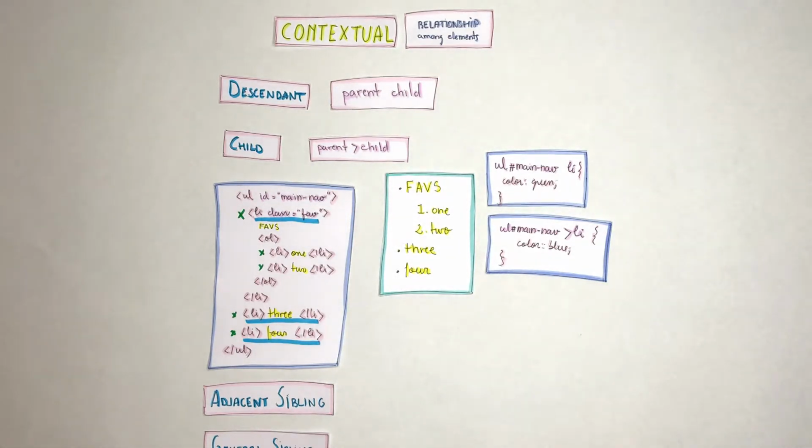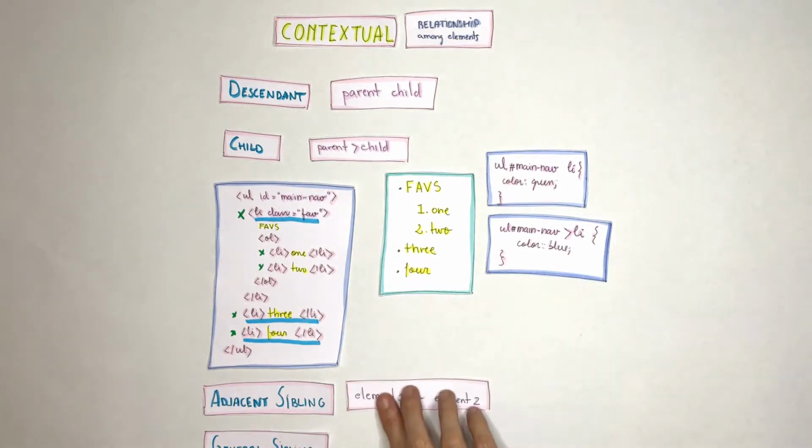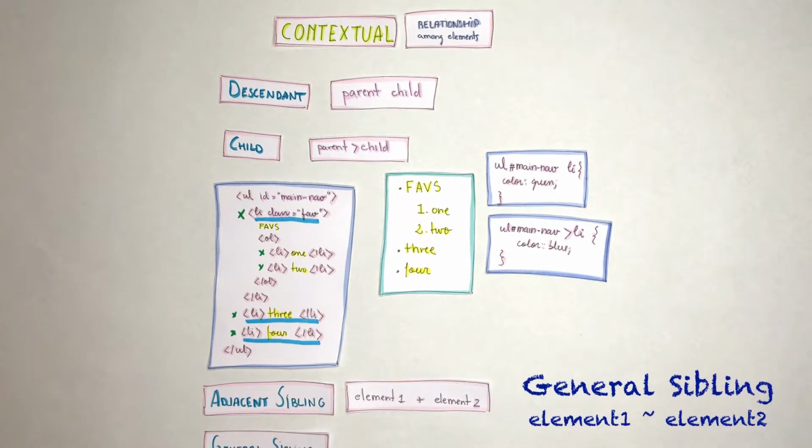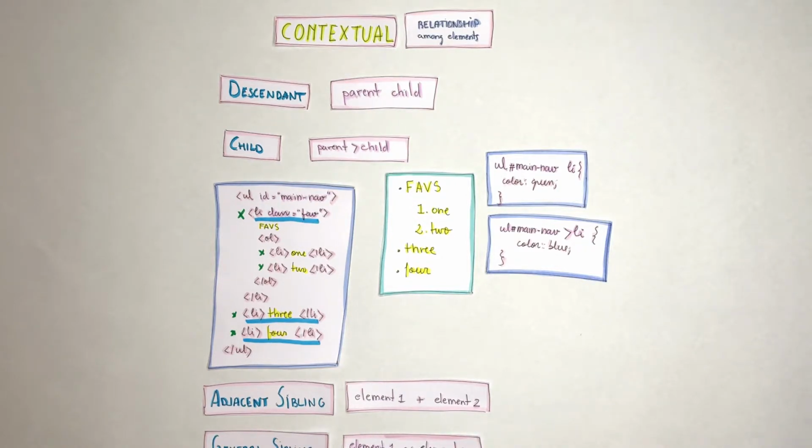To indicate an adjacent sibling selector, we use the plus sign, one element plus the other element. Then for the general sibling selector, we use the tilde, element tilde element. Let's see a couple of examples to illustrate the use of the sibling elements.